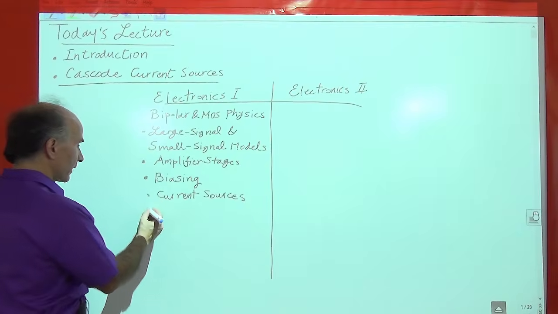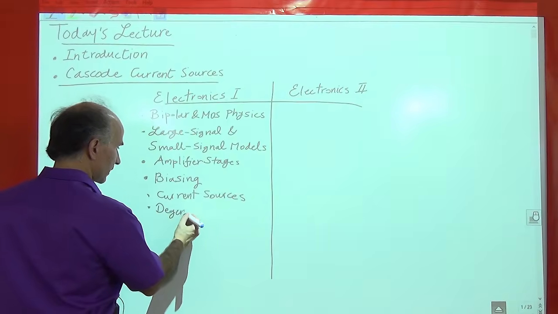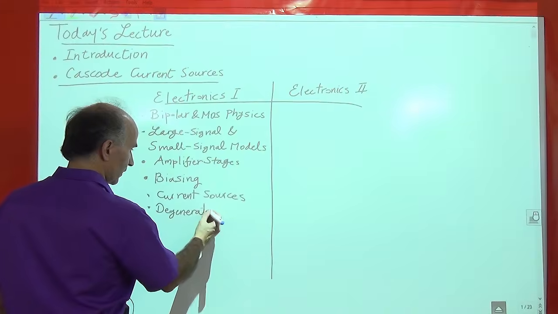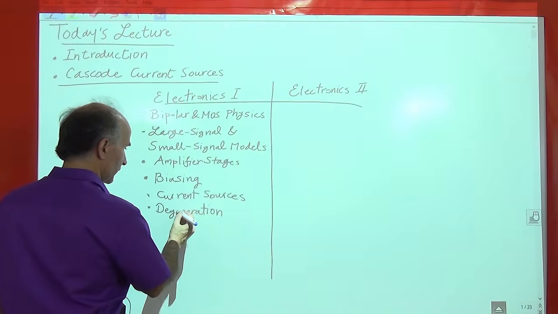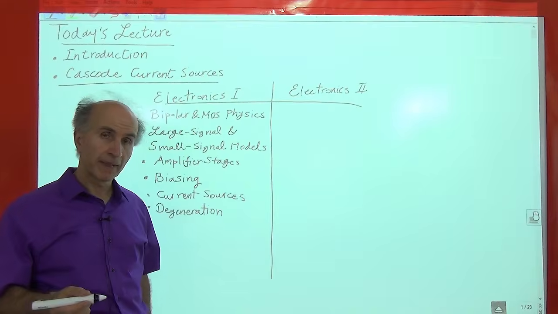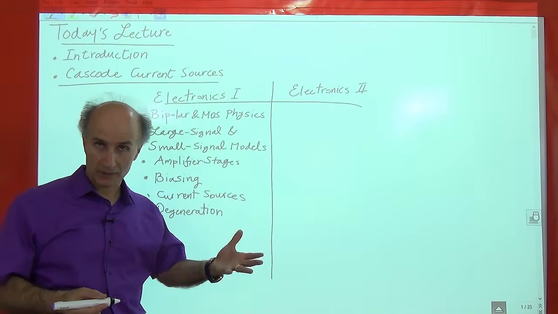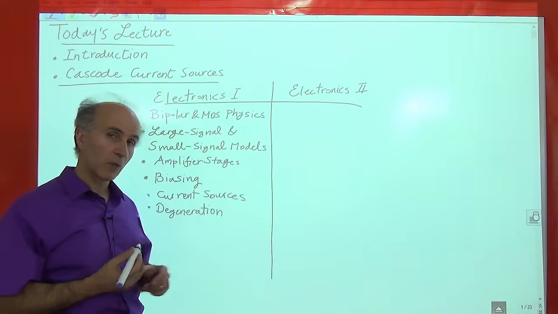And one other important concept that we wanted was degeneration. Degeneration applies to the emitter of a bipolar device or source of a MOSFET, and as a result of that, the output impedance goes up and some other characteristics change. So we also wanted to learn that.